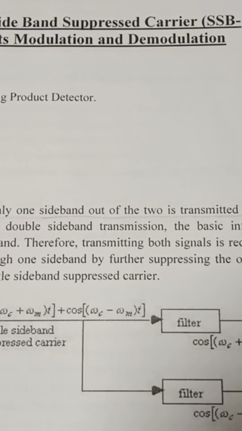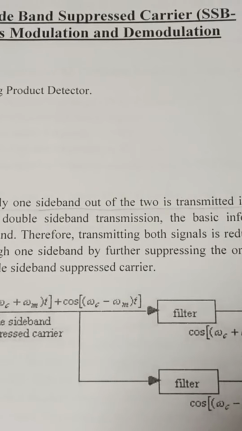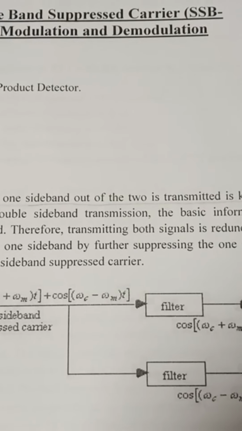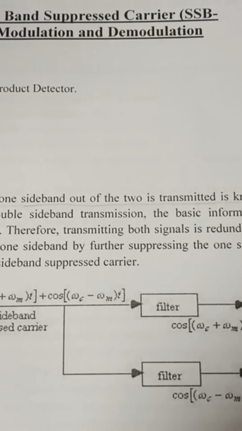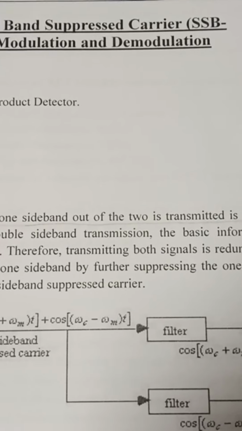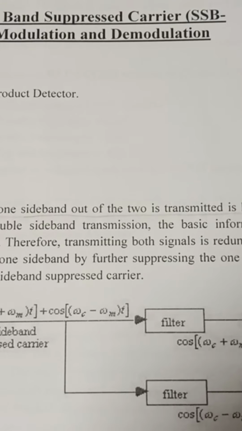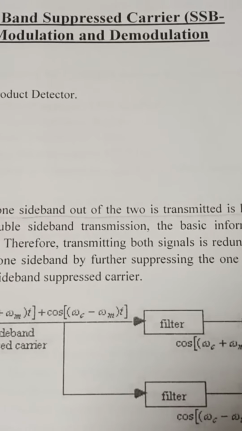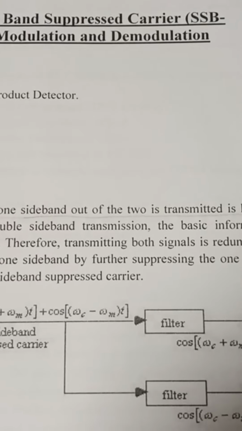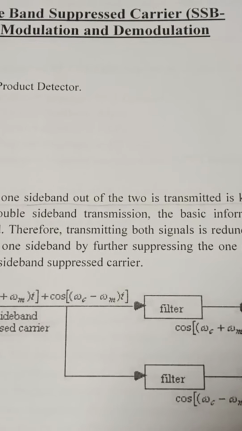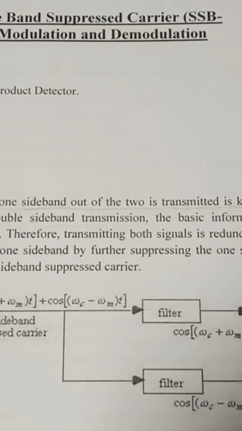The reason for suppressing the other sideband is that both of these sidebands, the upper sideband and lower sideband, carry the same information. That's why there is no reason to send both of the sidebands to the receiver side. That is the reason we are suppressing any one of the sidebands, either lower sideband or upper sideband. In this way we will save the power of the signal.